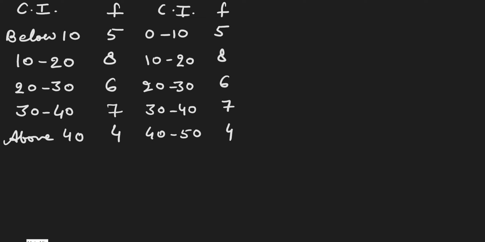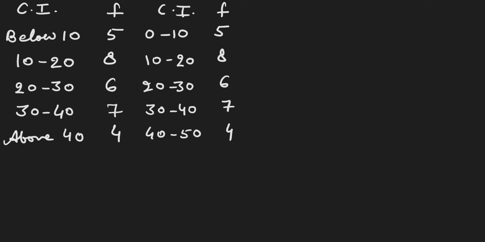So this is our new series: 0 to 10, and corresponding f is 5. Then 10 to 20, f is 8, and corresponding to 20 to 30 f is 6. For 30 to 40 the f is 7. For 40 to 50 f is 4. This is our new series, and now we will calculate arithmetic mean as we generally do. For this we can apply the direct method for a continuous series.